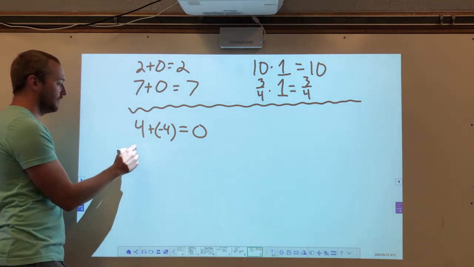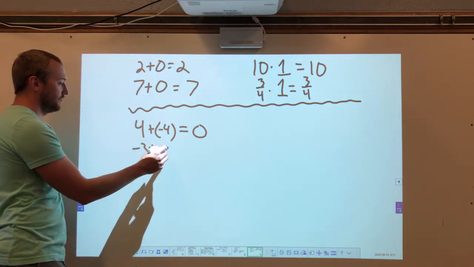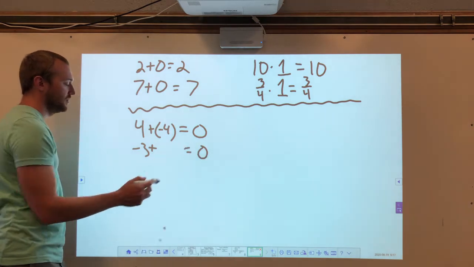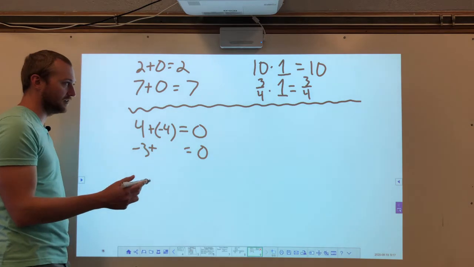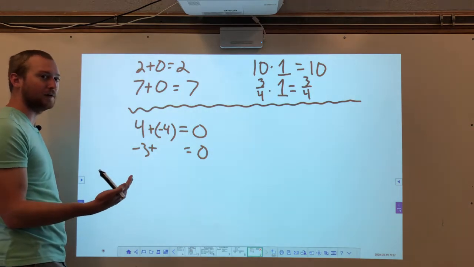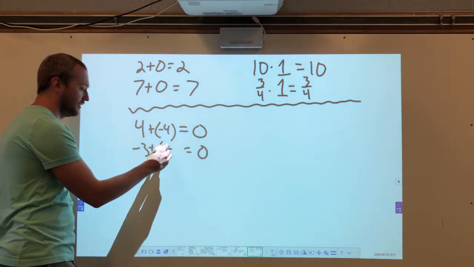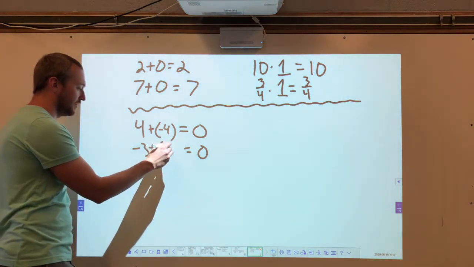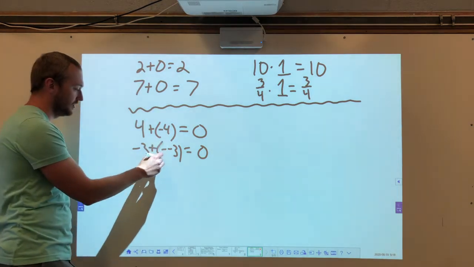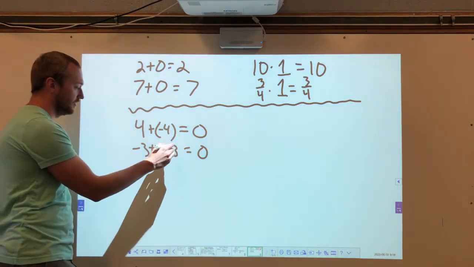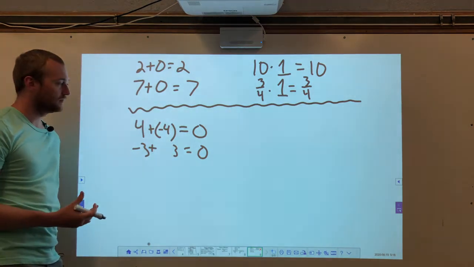If I have negative 3 plus what number gives you 0? Well, negative 3's additive inverse is technically, you can think about it as negative of negative 3. The two negatives make a positive, right? We don't want to write it like that. That's gross. This is just positive 3. Basically, we're just flipping the sign.